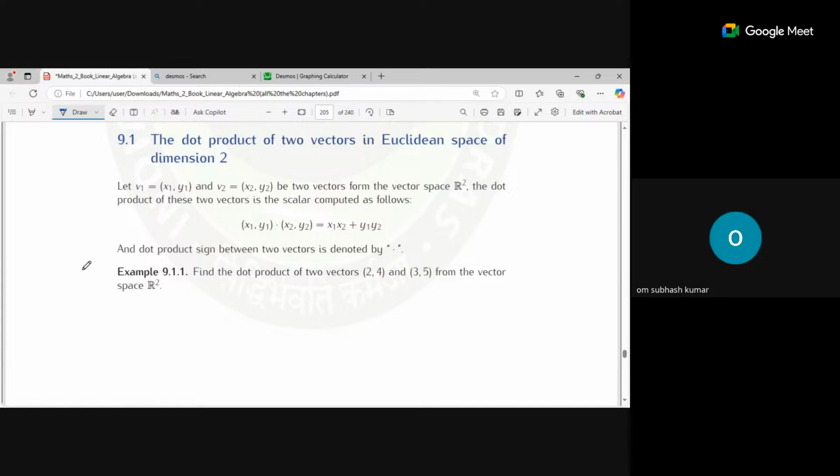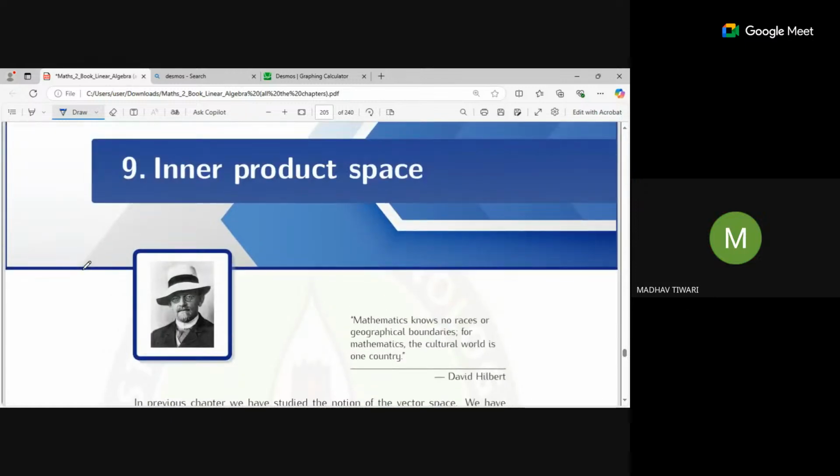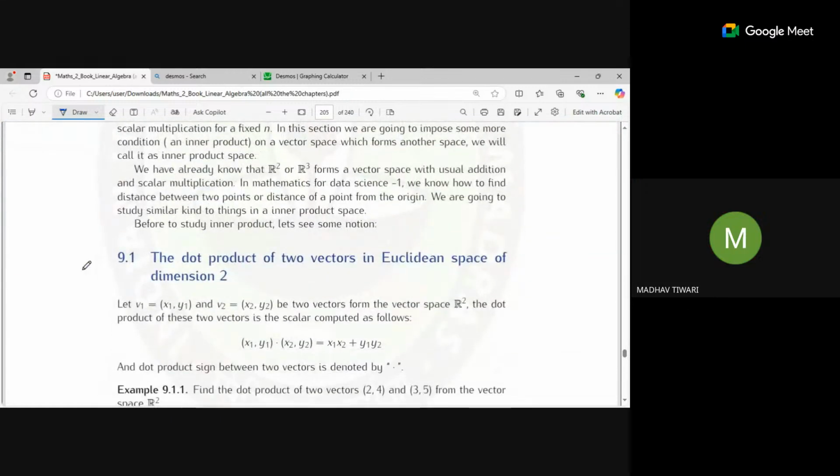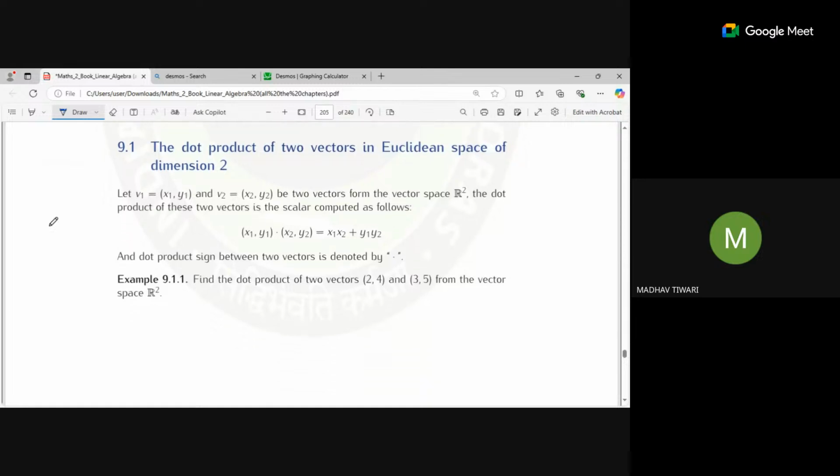Quiz one will cover topics from 1 to 4, then quiz 2 from 5 to 8, and end term will be 9 to 12, like this. No, in end term, the whole syllabus is there, but most of the questions belong to the last part. In quiz 2, you will get most of the questions from 5 to 8, and in end term, you will get them from the last part.